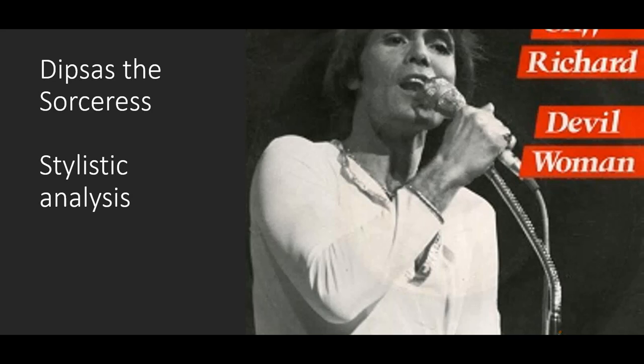Hello there, Mr. Lee here, and today we're going to analyze how the author writes about Dipsas the sorceress. What sort of techniques does Ovid use in order to achieve his intentions? We've said in earlier PowerPoints that he has intentions to make Dipsas look either really terrifying or just a little bit pathetic.